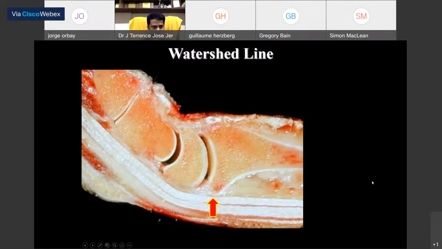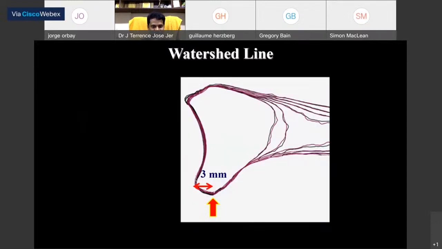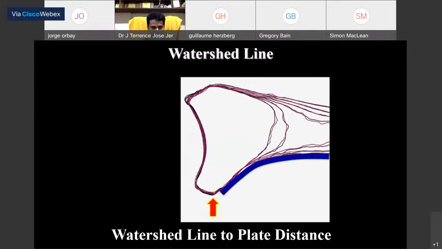Whether it's a line or a ridge, it doesn't matter. But we called it a line 20 years ago, so let's keep it a line. That line is 3 millimeters from the articular surface. And you cannot apply the plate all the way distal to the watershed line because it would be protruding above the horizon and injuring the flexor tendons. So you have to apply your plate, say 2 millimeters proximal to the line.